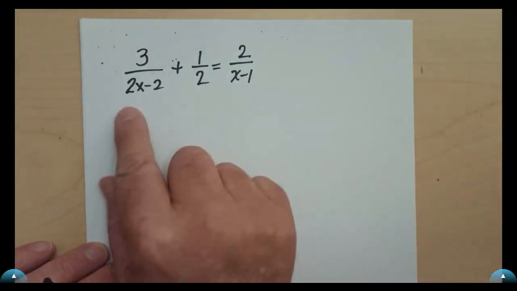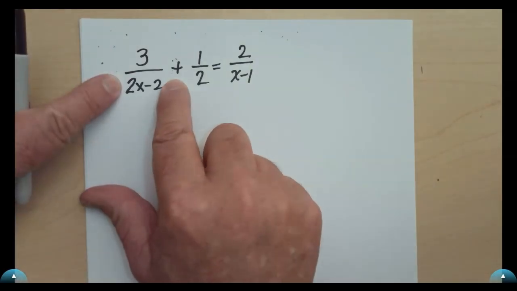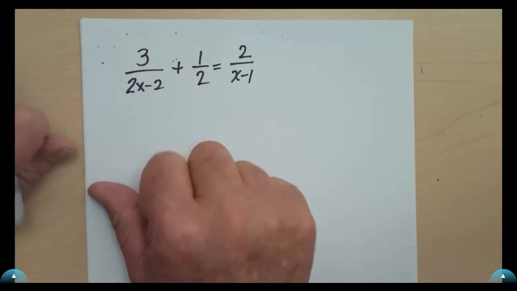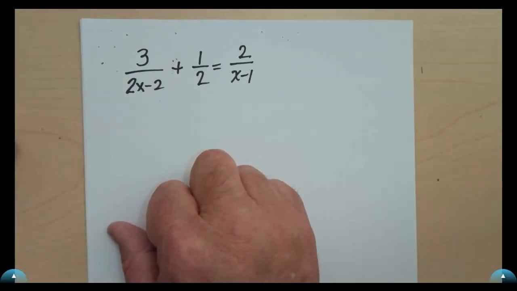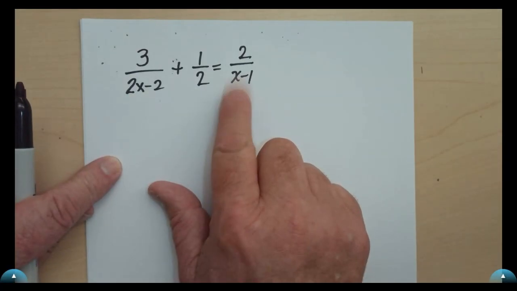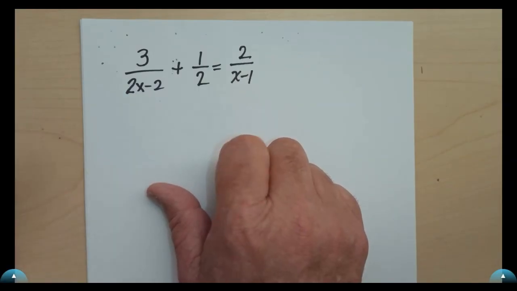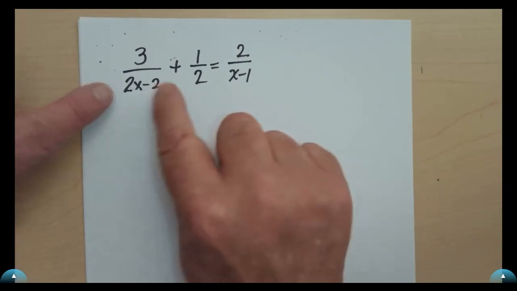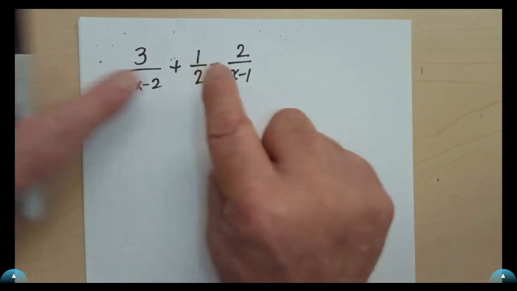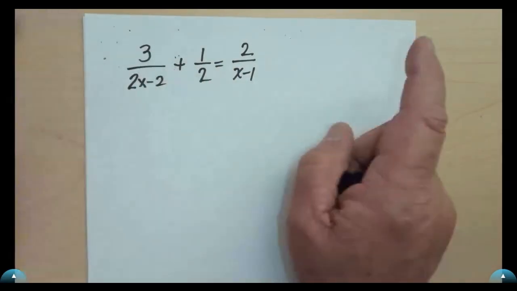So here's the thing. 2x minus 2. I don't know what that number is, but I know that has to be a factor of the LCD. I know that 2 has to be a factor of the LCD. I know that x minus 1 has to be a factor of the LCD. So then the question is, does that mean that my LCD is going to be 2x minus 2 times 2 times x minus 1? That's a lot.